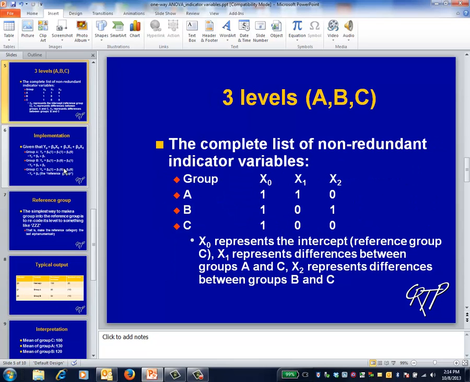This slide illustrates how to create the indicator variables for a one-way analysis of variance with a three-category predictor. The first indicator variable, x0, has a value of 1 for everyone. The second indicator variable, x1, is a 1 for everyone in group A and a 0 for everyone else. The third indicator variable, x2, is a 1 for everyone in group B and a 0 for everyone else. So long as an intercept is included, a one-way ANOVA with k groups requires exactly k-1 indicator variables.